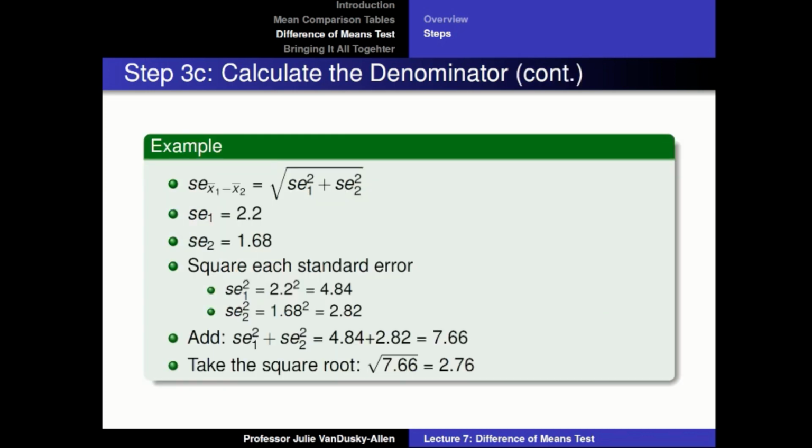So, applying this equation to our example, the standard error of sample 1 was 2.2. The standard error of sample 2 was 1.68. So the first thing you should do is square each standard error. 2.2 squared is 4.84. 1.68 squared is 2.82. Then you add 4.84 and 2.82 together, which is 7.66. Then you take the square root of 7.66, which is 2.76. 2.76 is your denominator.